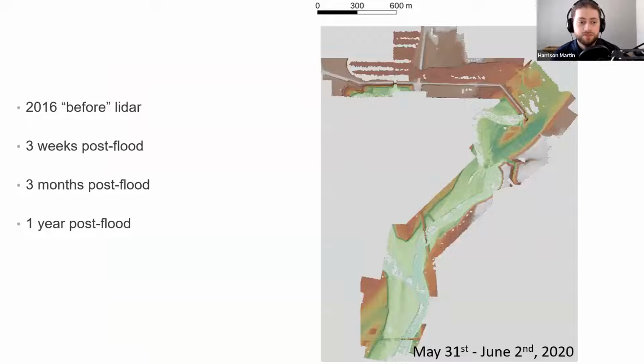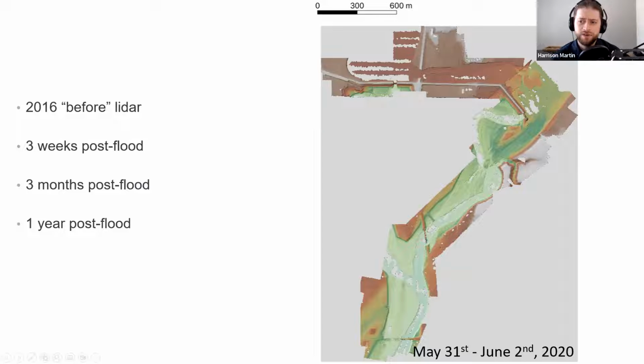The state of Michigan collected 2016 statewide LiDAR. And so far we went up 3 weeks after the flood, 3 months after the flood, and 1 year after the flood, because we were interested in absolutely the changes to the landscape from the flood itself, but also how does the system evolve over years? Does most of the change happen right away? Is this a relaxation kind of thing?